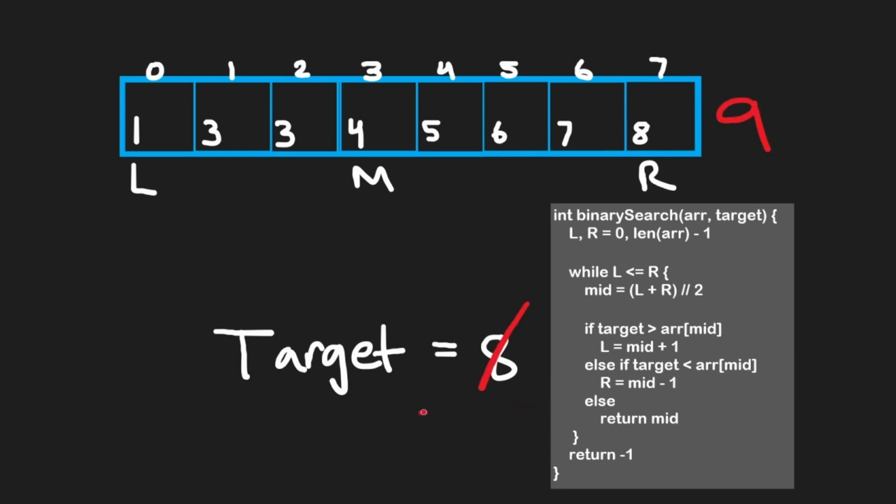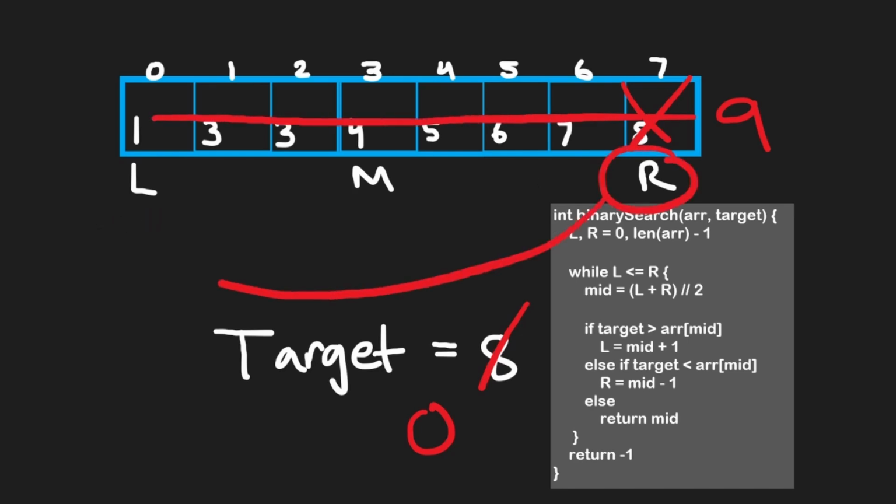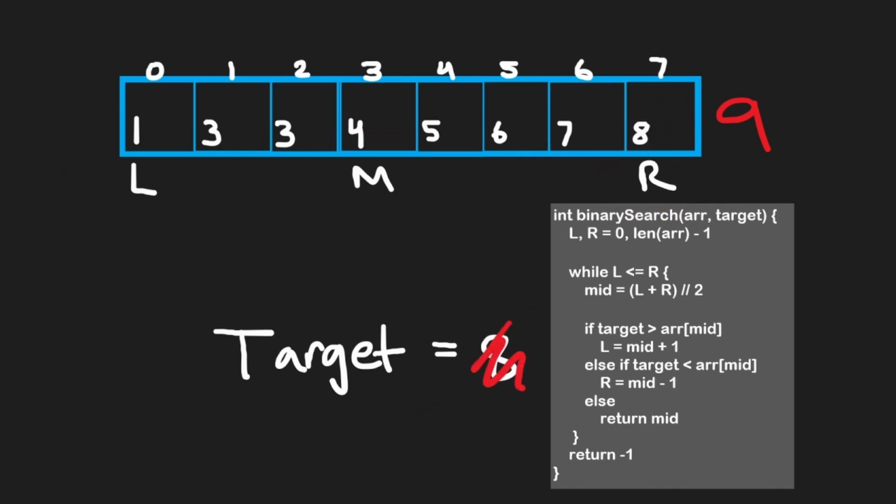This would have executed the exact same way if instead of our target being too large it was actually too small. So maybe it's 0. We would have crossed all of these out, and our left pointer would have been here, and our right pointer would have gone right over here. Or what would have happened maybe if our target was actually equal to 2? It's not too small and it's not too big, it just doesn't happen to exist in this range.